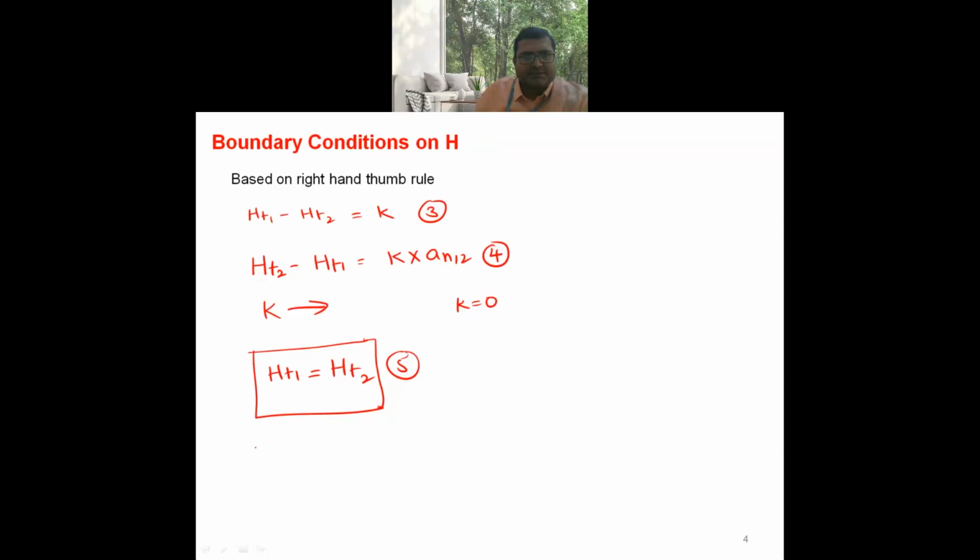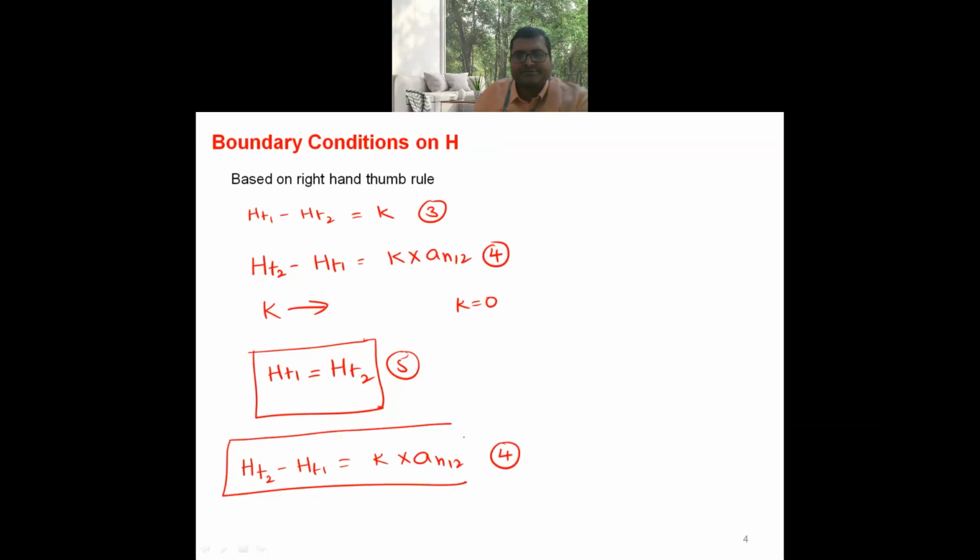A key point you are supposed to remember is to note equation 4. This equation is useful in solving GATE problems. Equation 4 is very important in solving GATE problems. Just make a note.